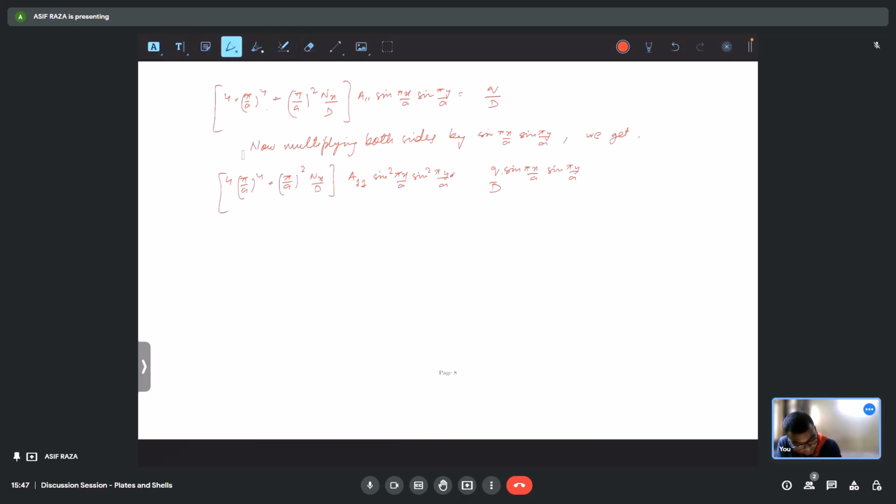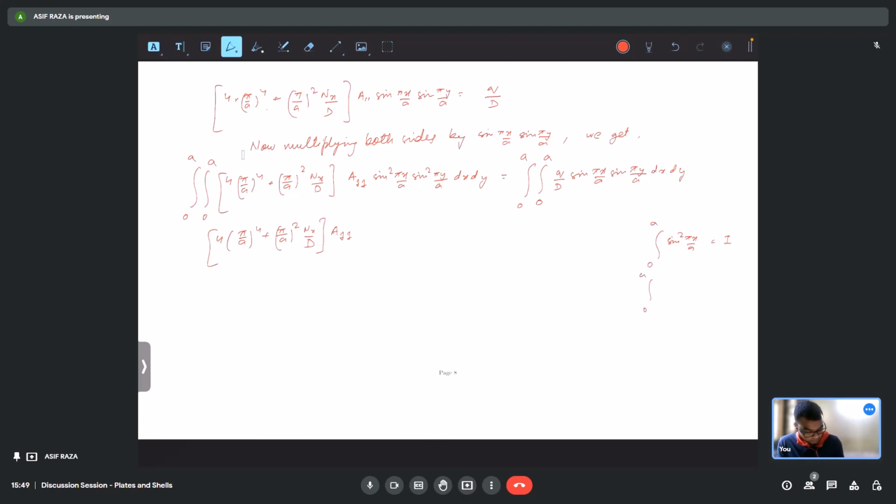Okay. Integrating q by D sin pi x by a sin pi y by a dx dy, this will be equal to pi by a square Nx by D. This will become this, and sin square pi x by a will be equal to, let's see, from 0 to a, 1 minus cos square.